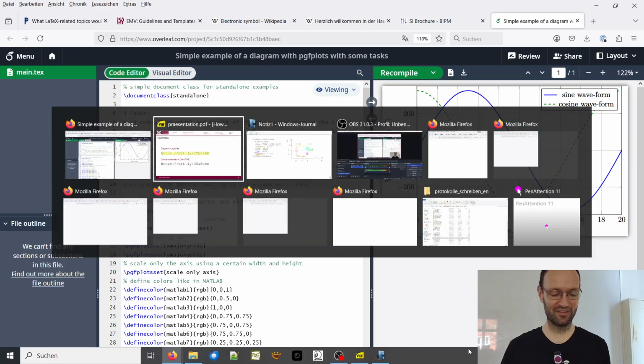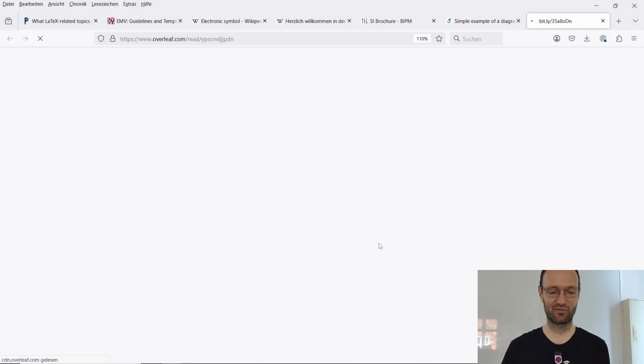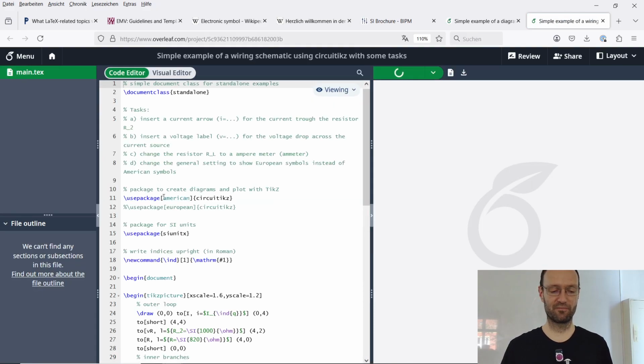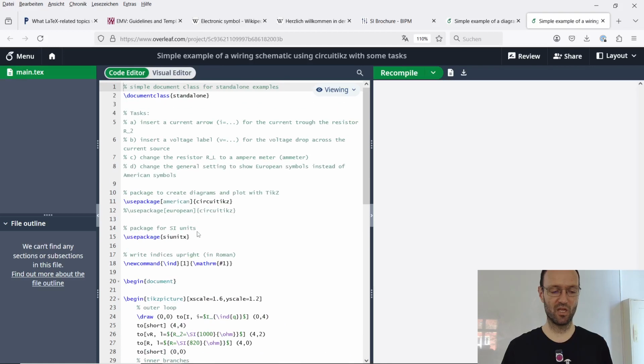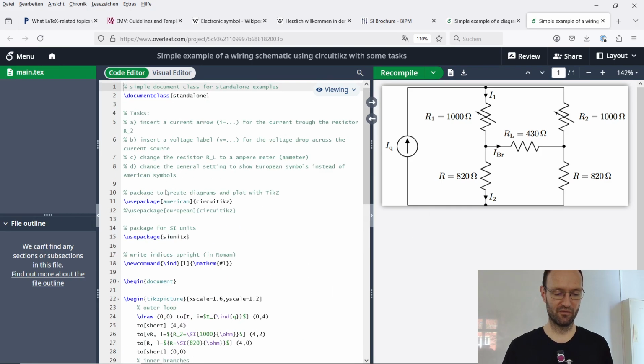But you can find this example here, and if I open this up, this is just the second example with the circuit schematic. And you can see it's a quite simple document, this short source code that then creates this example here. And here, interestingly, I've changed it to the American resistors, and you could go back to the European one, for example.